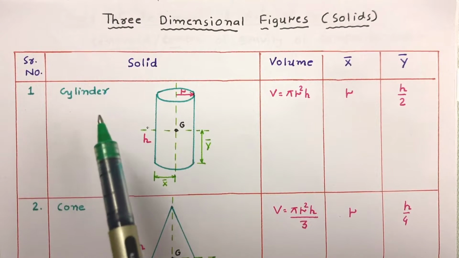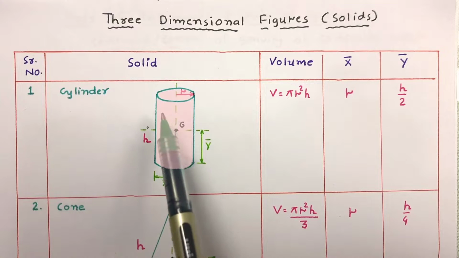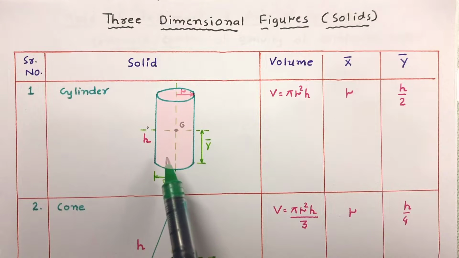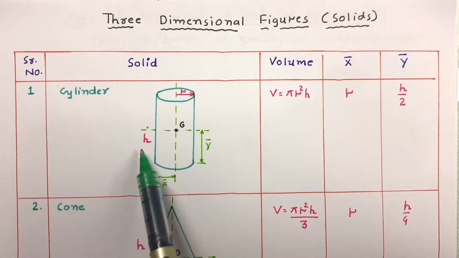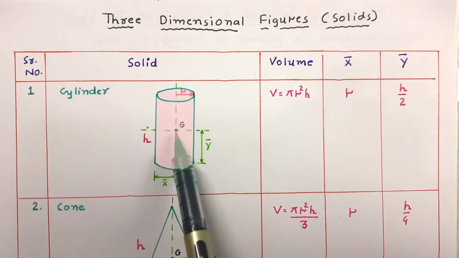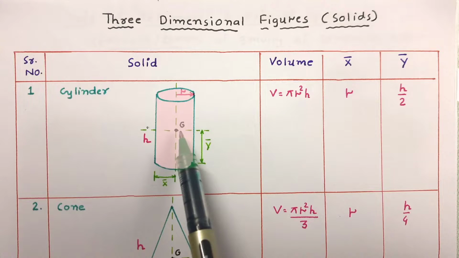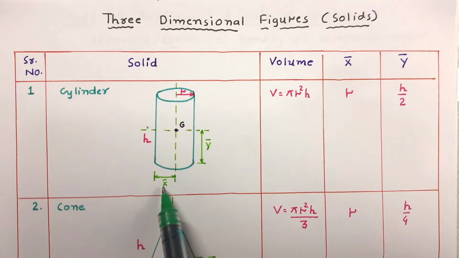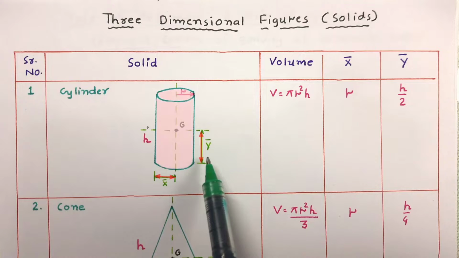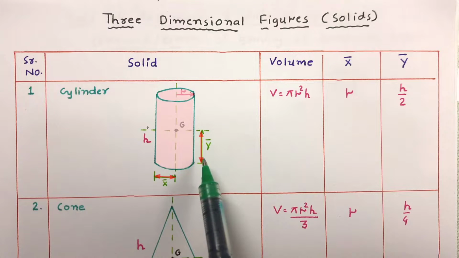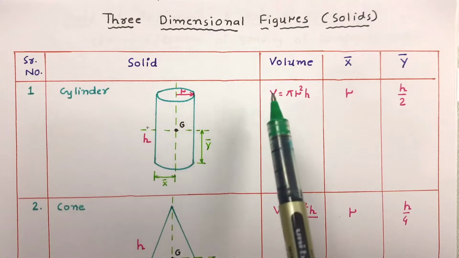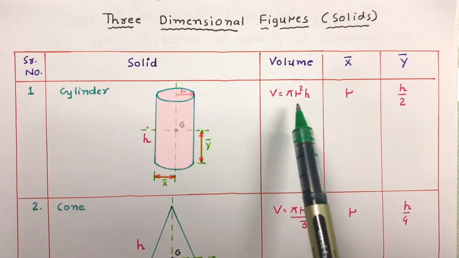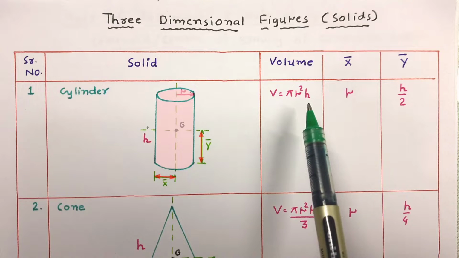In first figure, this is the cylinder which is having radius r and height h. This point is the centroidal distance of cylinder, which is at x bar distance along x-axis and y bar distance along y-axis. So for this solid cylinder, volume will be equal to pi r square h.